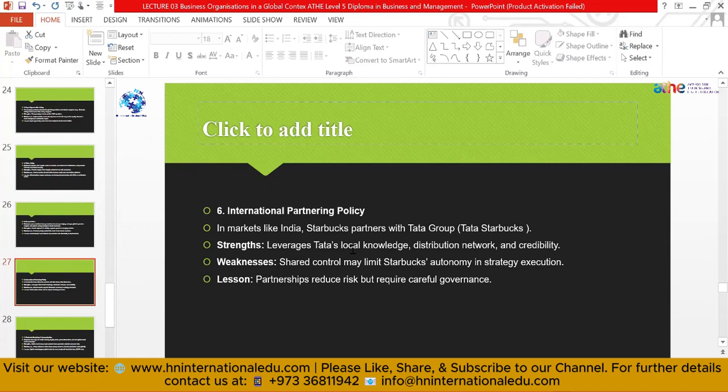Because when a large amount of investment is given by the host country, then you lose control as the real owner of the organization. You have to follow that. Lesson: partnership reduces risk but requires careful governance.